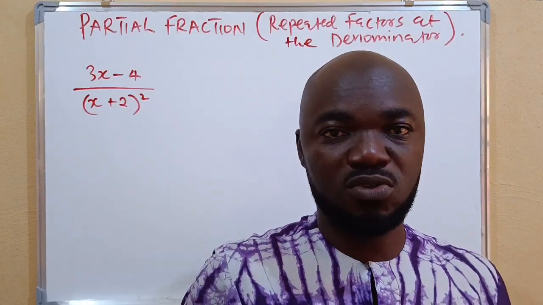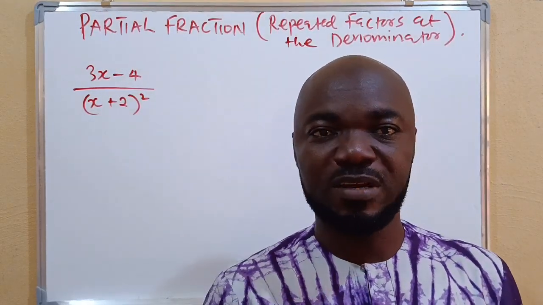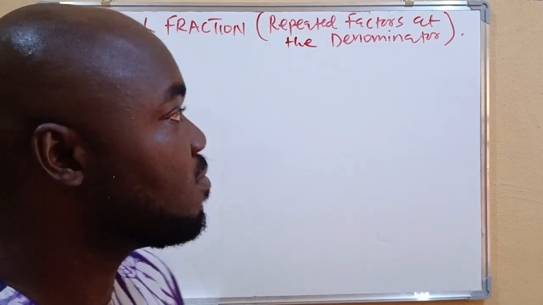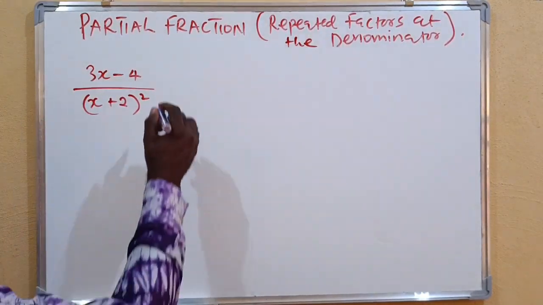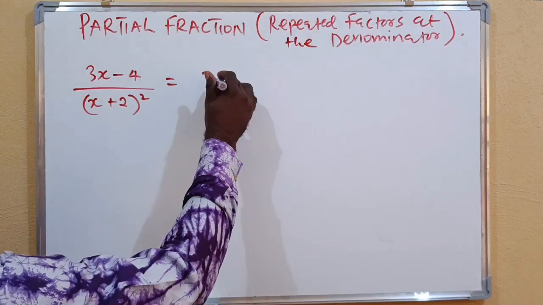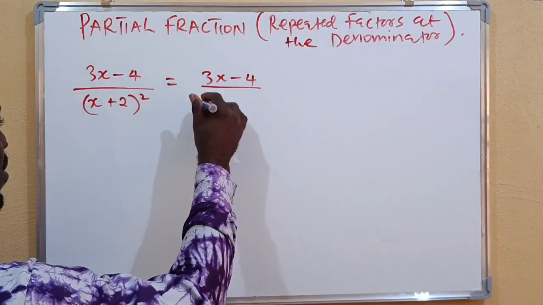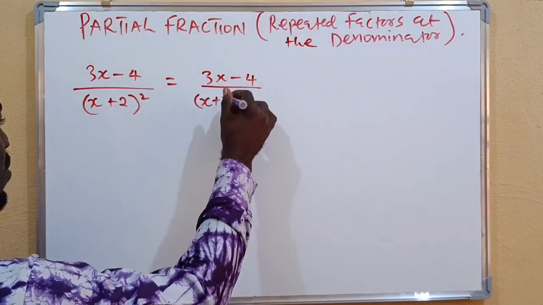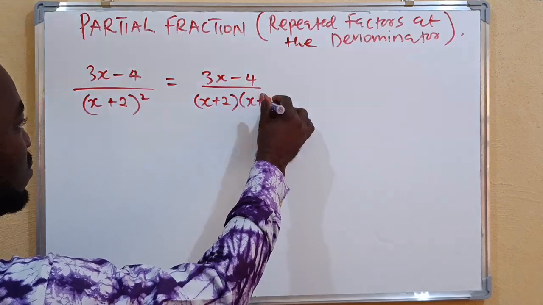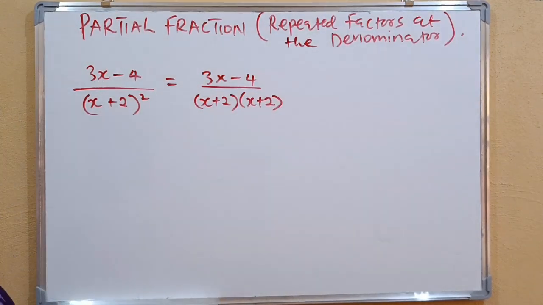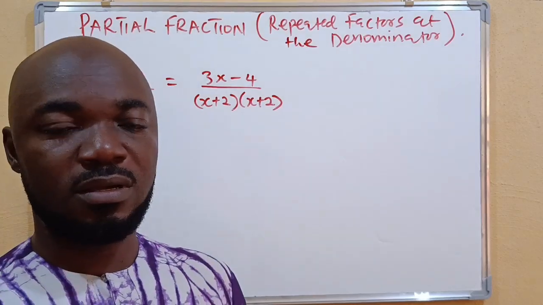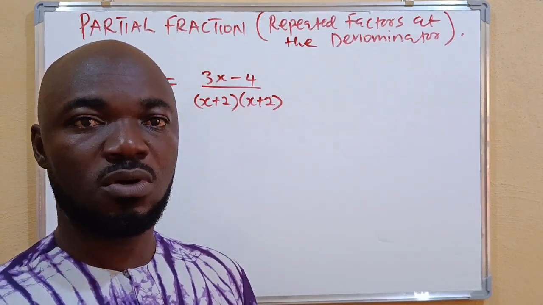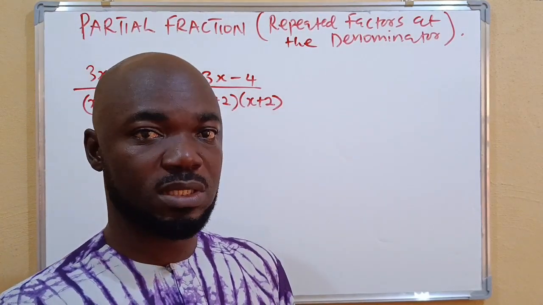Still on partial fractions. Today we'll be talking about repeated factors at the denominator. So look at this. These factors are repeating themselves. So I can write this to be 3x minus 4 over (x plus 2) and then (x plus 2). You see why they are repeated factors. Now, if you use the cover-up method for this system, you fail. Or you can use direct substitution, comparing of coefficients, or the identity method.